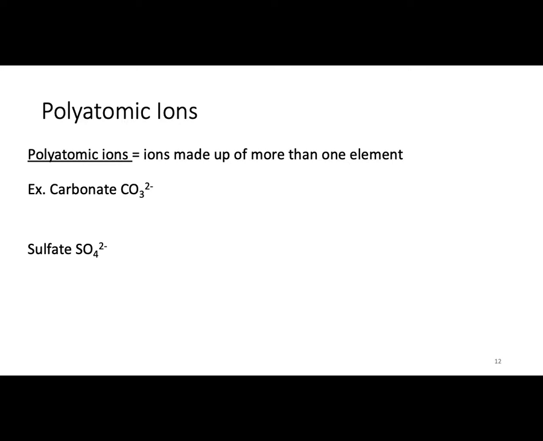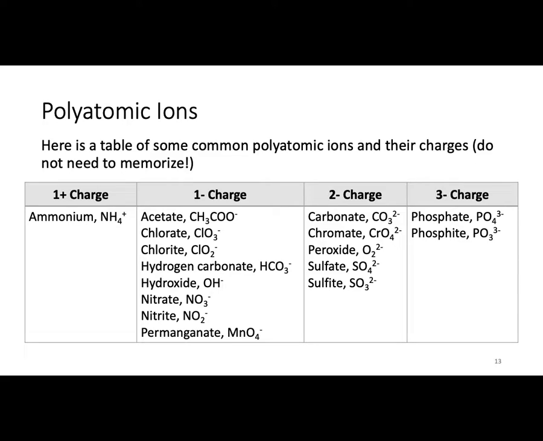So that's why it has a 2- charge, because it wants to accept 2 extra electrons. Sulfate is another example, which is SO4 2-. Here's a table of some common polyatomic ions and their charges. Again, you will get this chart. You don't need to memorize them. The only one I want to draw your attention to is ammonium, which is the only positive polyatomic ion that we're going to work with in Science 10. Okay, so ammonium is NH4+. All the other ones are negative charges, so they're going to bond with a metal.